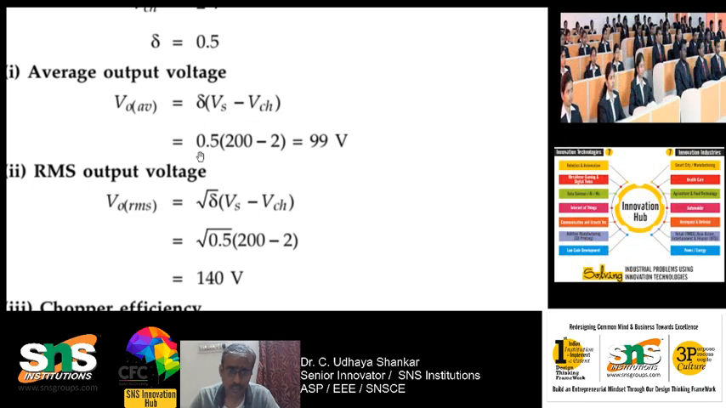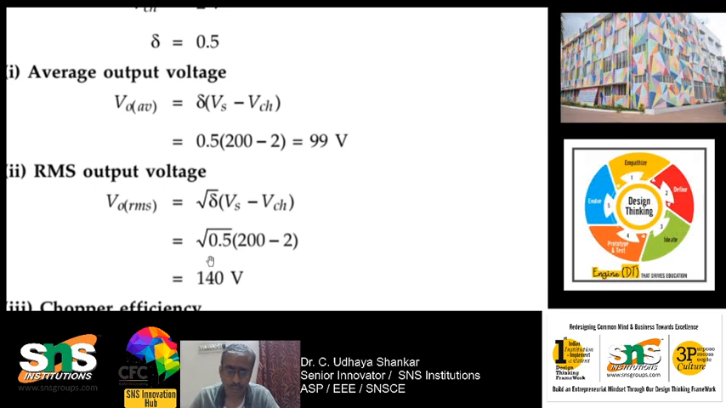So here the formula is, what is del? Del is nothing but 0.5. That is, it is given as 50%. So if it is 50%, we have to take it as 0.5. If it is 20%, we have to take it as 0.2. If it is 70%, we have to take it as 0.7. So similarly, I have taken it as 0.5.